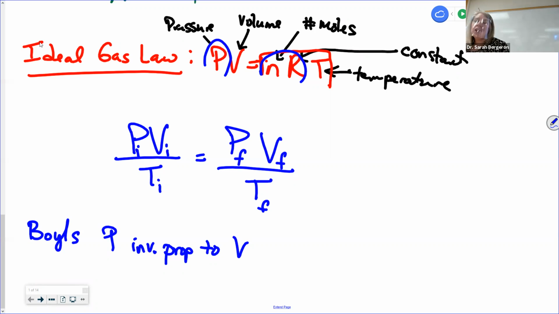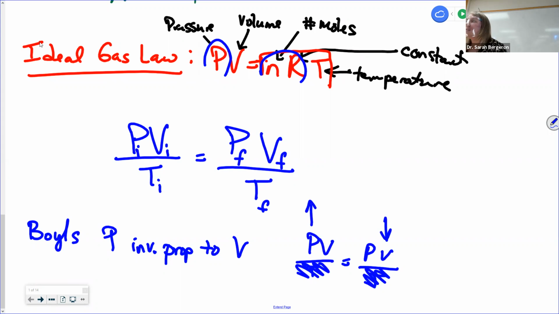Well, can I use this equation to understand that relationship? Sure, because if all I'm worried about is P and V, I can do PV over T equal to PV over T. But we don't have to worry about T. It's all my peas and vegetables on the table, right? So if pressure goes up, what's volume going to do? Volume's going to go down, right? It's just algebra.